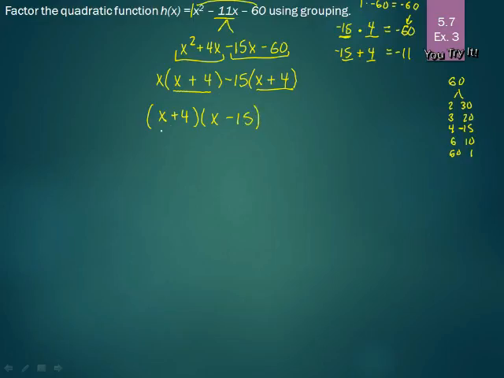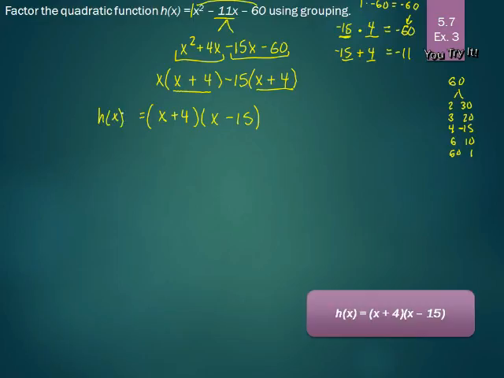And so now we have a nice factored form, x plus 4 times x minus 15, and that will be our answer. Our final answer is h of x equals x plus 4 times x minus 15.